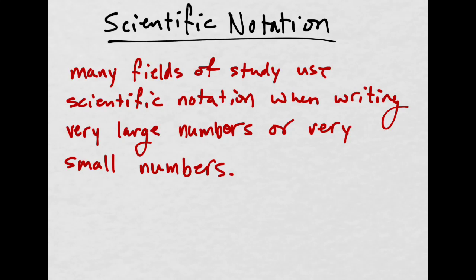So many fields of study, whether you're interested in biology or astrophysics, use scientific notation when writing very large numbers or very small numbers, so that they don't take up as much space. I think I said that already. So let's just see some things.